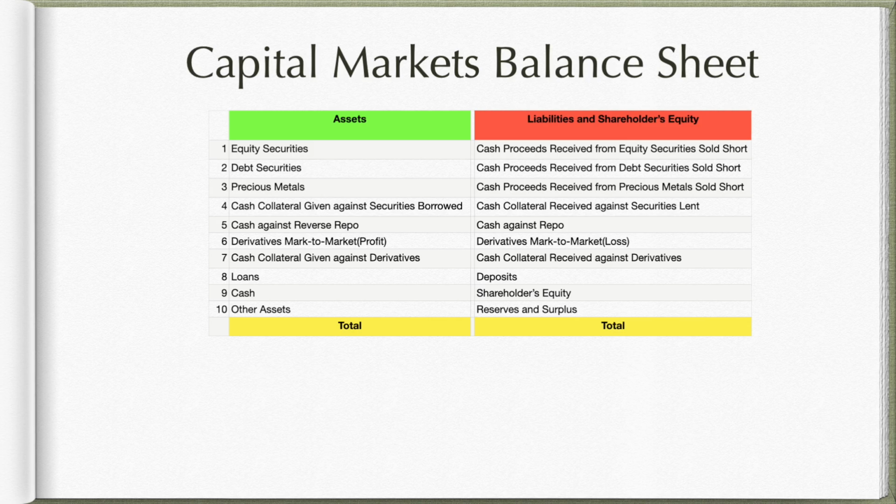I hope this helped you get some understanding of the capital market financials. We'll go into specific examples of trades in the next few sessions, which will help you understand the balance sheet even better and also help you see how the capital market division actually makes money.